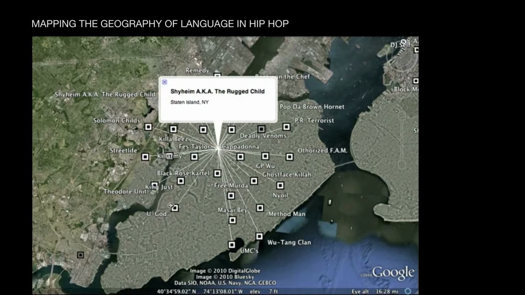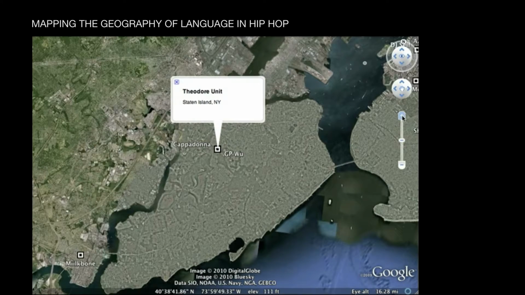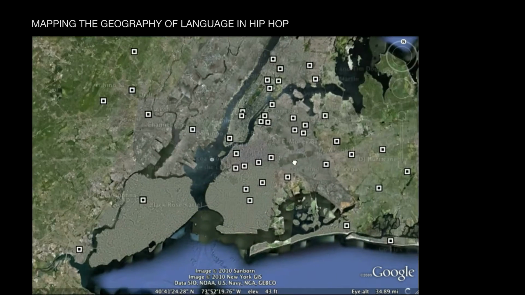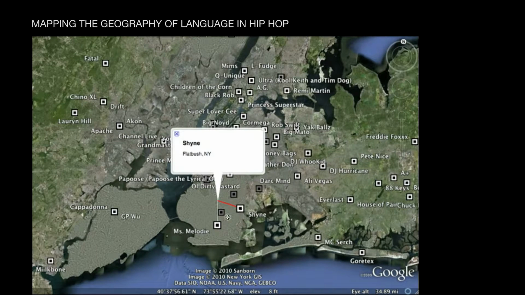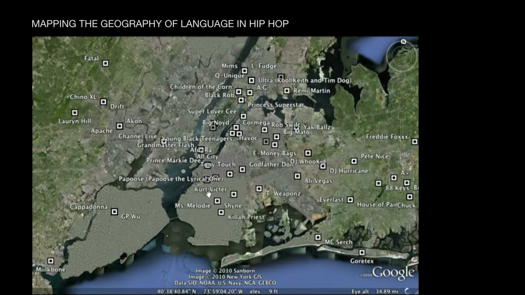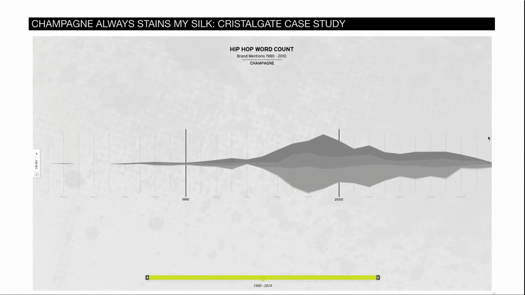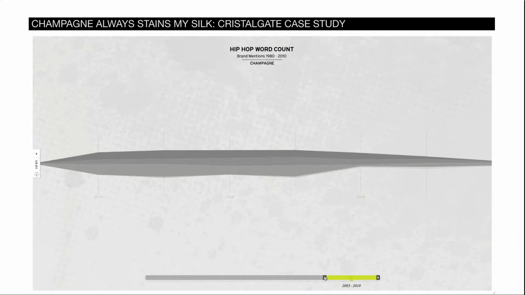So this is a Google map of all the Staten Island rappers, so where they all live. And when I first put the data into map form, I got to see around the planet where each rapper lived and the places that each rapper raps about. Another project I did with the data was look at the most popular champagne brand mentions from 1980 to 2010. And that dip on the chart right here, you see, is when Jay-Z had his falling out with Cristal and pretty much deaded Cristal's popularity in hip-hop.